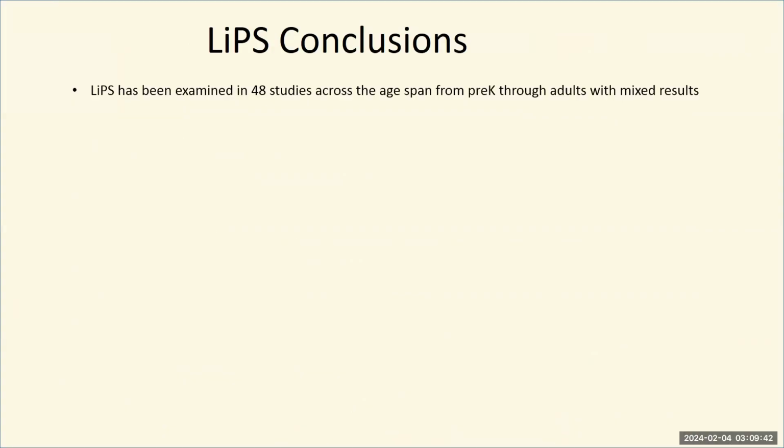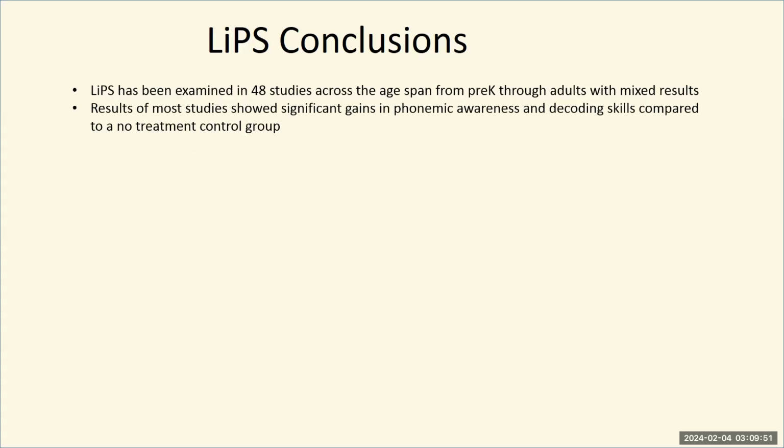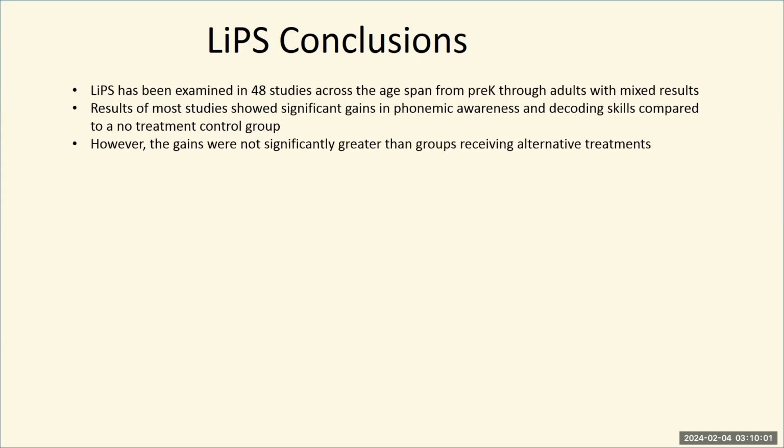So what can we conclude about LIPS? It has been examined in 48 studies across the age band from pre-K to adults with mixed results. The results of most studies showed significant gains in phonemic awareness and decoding skills compared to a no treatment control group. However, the gains were not significantly greater than groups receiving alternative treatments.